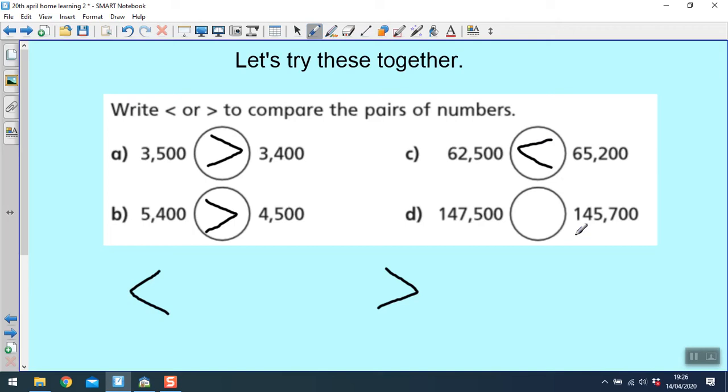147,500, 145,700. They've both got 6 digits. They've both got 100,000. They've got 4 tens of thousands. This one's got 7,000. This one's got 5,000. So 7,000 is the biggest.